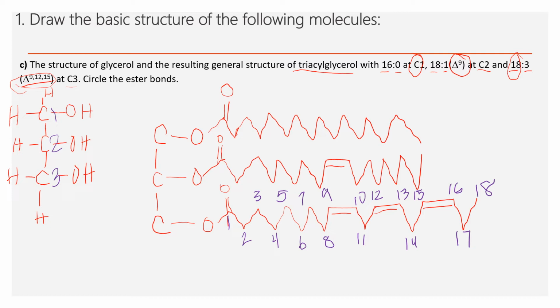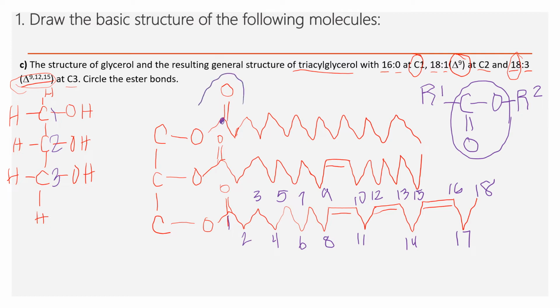It also tells you to circle the ester bonds. So what does an ester bond look like? Here we go. This is the ester bond. So remember, this is a carbon right here. The carbon has a carbonyl and then the oxygen. So there you are.